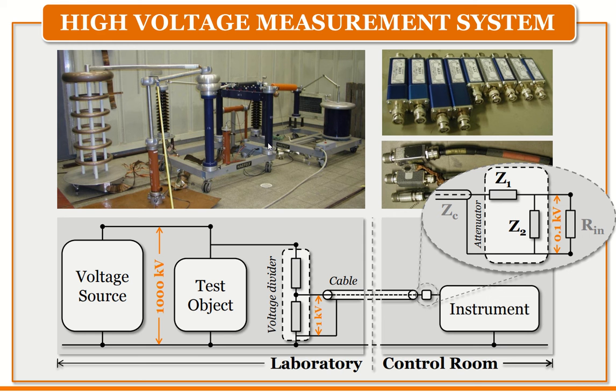Okay, in the laboratory they have a voltage source, a test object, a voltage divider, the cable, and then the instrument. According to the previous schematic diagram, the measuring instrument, the DMI 551, is put in the control room, so the competent person can monitor the voltage they inject to the test object.